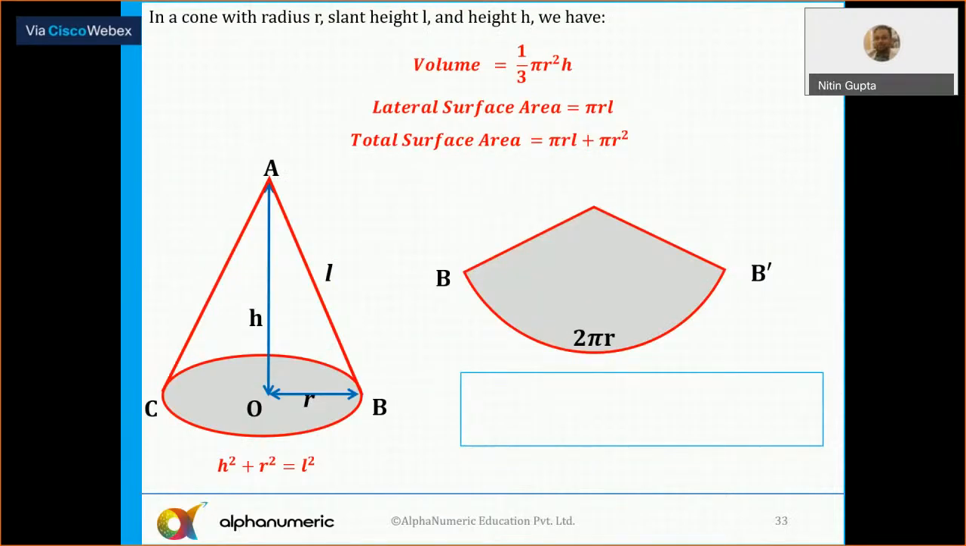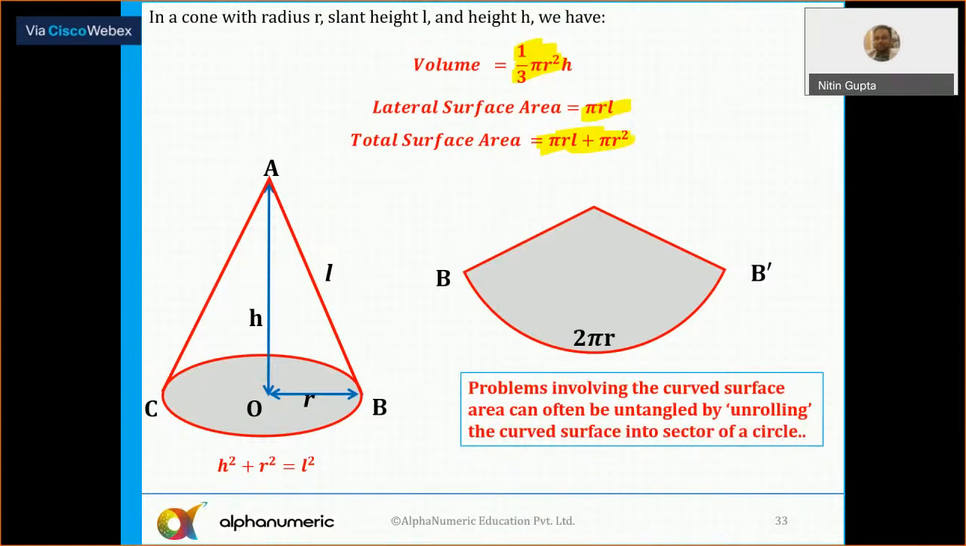Cone. The volume of a cone is equal to 1 by 3 pi r square h. Total surface area is equal to pi r l plus pi r square. And in this case, l is the square root of h square plus r square. That is for the cone, always valid. Problems involving the curved surface area can often be untangled by unrolling the curved surface area into a sector of a circle. So basically from any sector of a circle, we can design a cone. So cone is nothing but it is made up with the help of the sector of a circle.